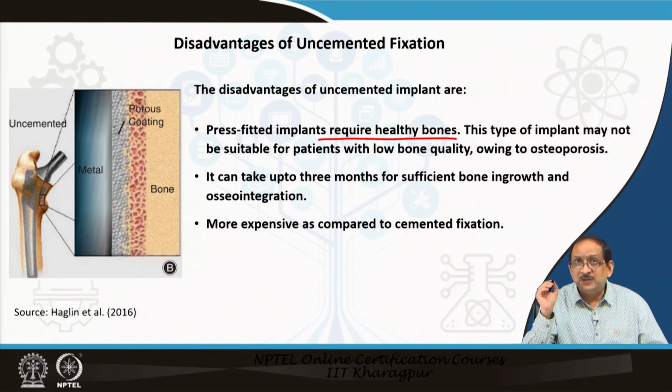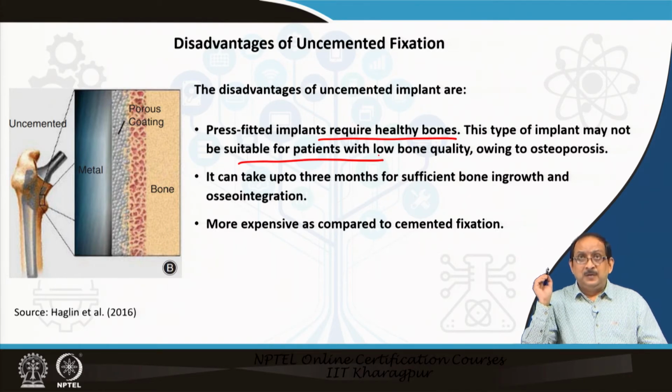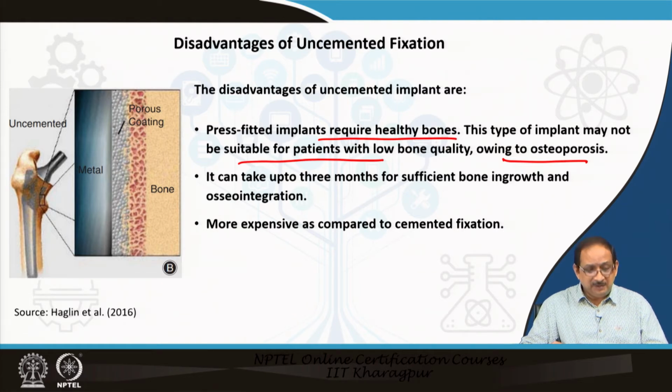So, the initial fixation of the uncemented implants actually requires healthy bone. This type of implant may not be suitable for patients with poor bone quality owing to osteoporosis. It can take up to 3 months for sufficient bone ingrowth and osseointegration.